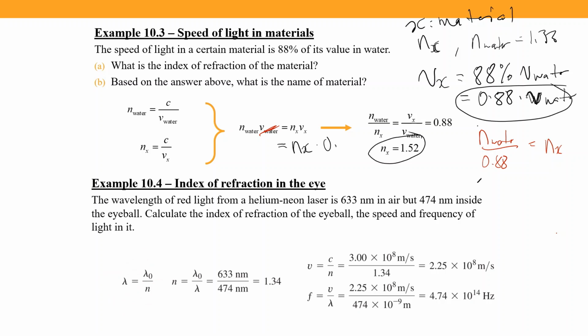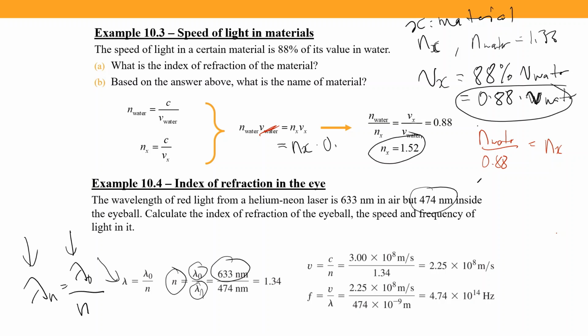First, you use the equation that relates the wavelength of light inside a material compared to in vacuum. As mentioned before, you can write this down as lambda n equals lambda naught over n, where lambda naught is the wavelength of light inside the vacuum, and lambda n is the wavelength of light inside the material itself. Now it is given that the wavelength is 633 in air. Basically this is vacuum, almost close to air. And then lambda n is 474 inside the eyeball.